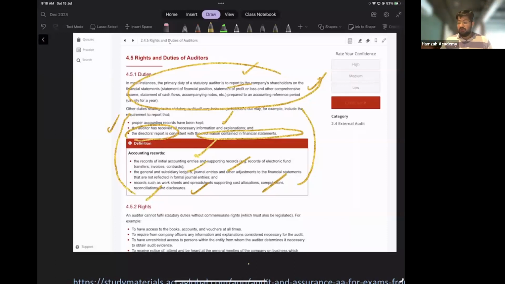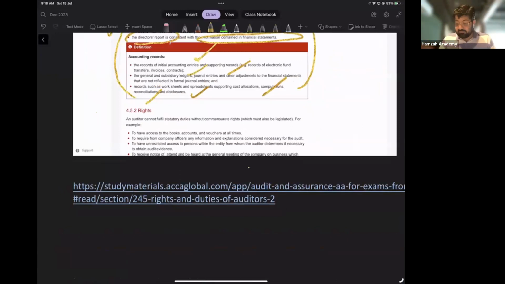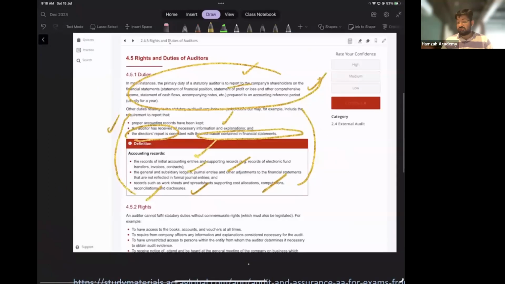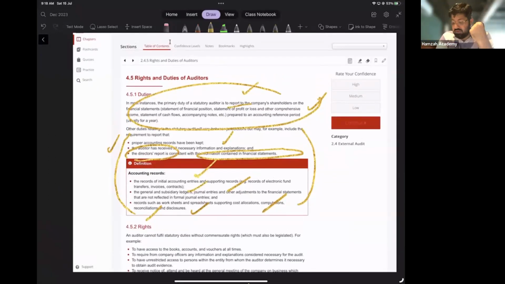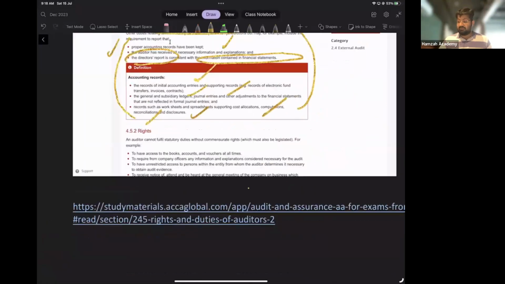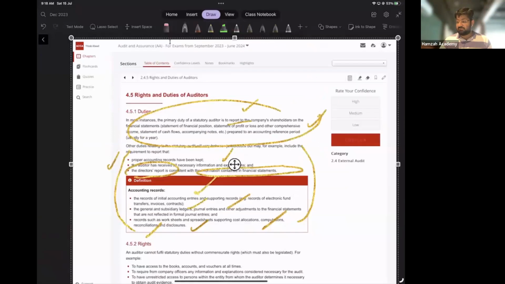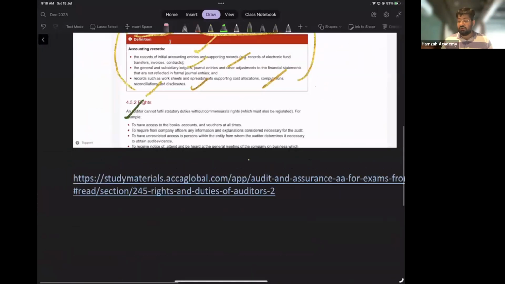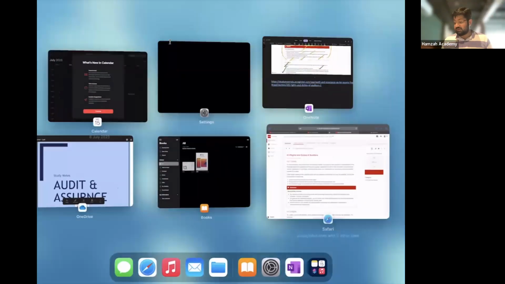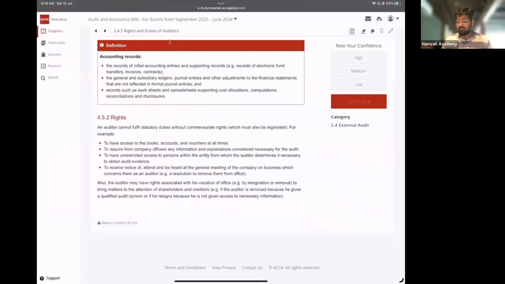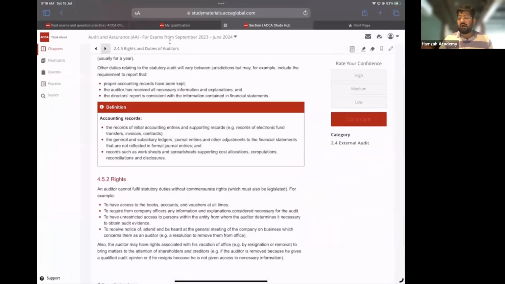And what are the rights? Because you have to perform some duty, you must have some rights as well. So the first is the right to access books of accounts, records, vouchers, all records of the company. Right to explanation from anyone in the company regarding financial statements. Unrestricted access. The auditor can attend any meeting of the company. So these are the rights of the auditor.